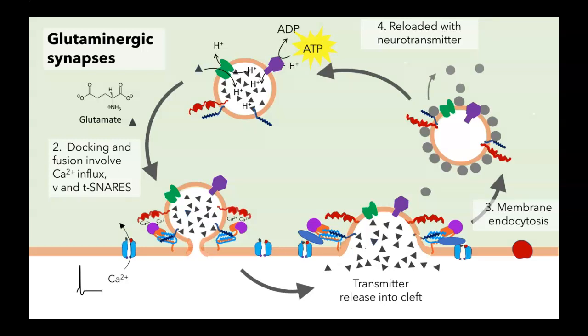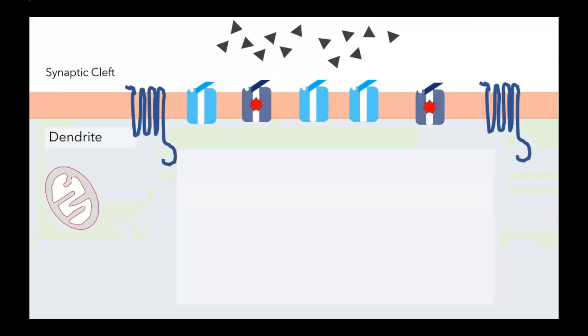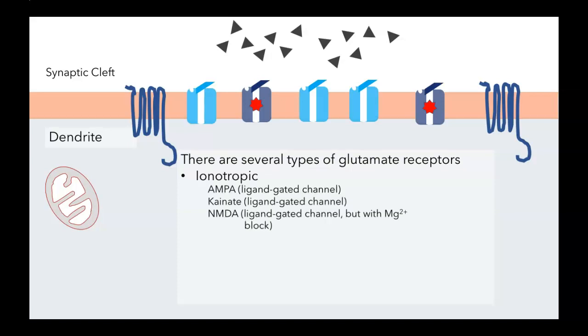Well, let's turn to the postsynaptic side and see what happens there. There are a number of different types of receptors for glutamate, and I'll just show some of them here. Some of them are ionotropic. That means that the receptor protein itself is an ion channel, and we see a few examples here. Some of them are simple ligand-gated channels, which will open up and allow the influx of usually sodium into the cell. That would be the AMPA or the kainate class.